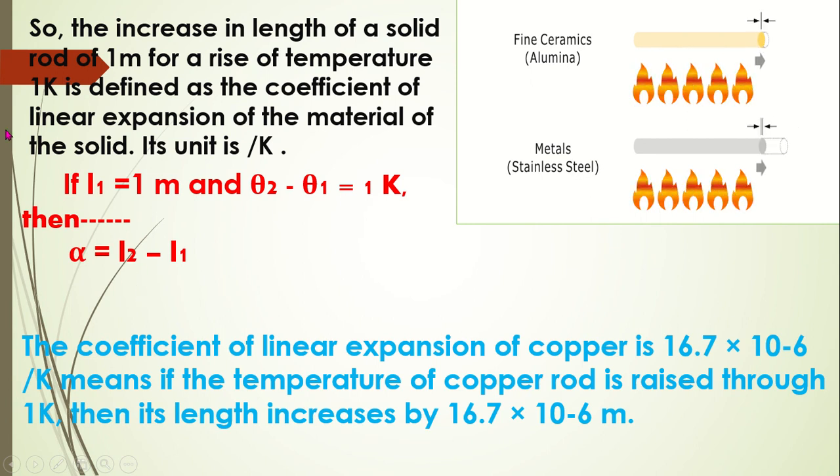So the increase in length of a solid rod of 1 meter for a rise of temperature of 1 Kelvin is defined as the coefficient of linear expansion of the material of the solid. The coefficient of linear expansion of copper is 16.7 into 10 to the power minus 6 per Kelvin. What does it mean? It means if the temperature of the copper rod is raised through 1 Kelvin, then its length increases by 16.7 into 10 to the minus 6 meter, where the original length of the copper rod was 1 meter.